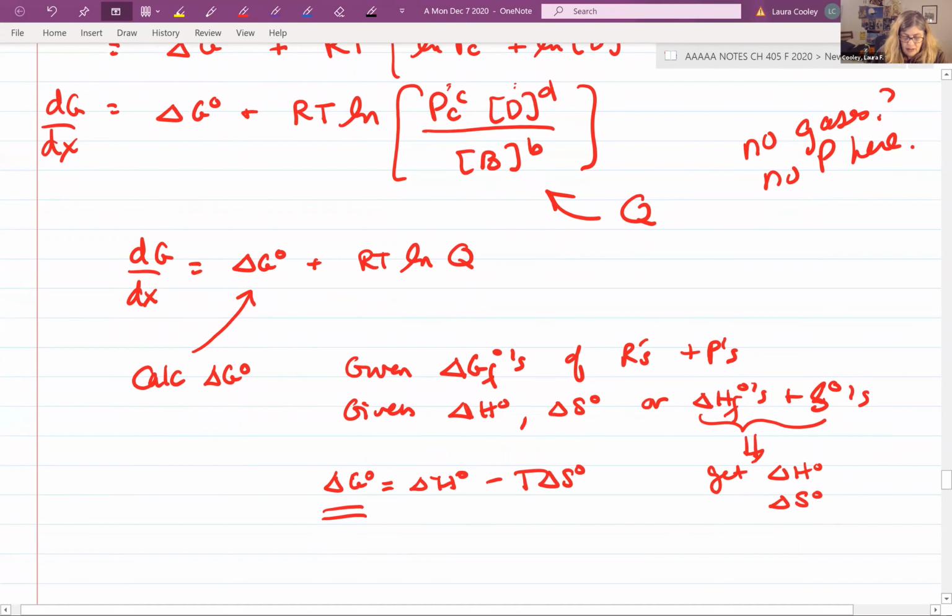Okay. You would have to be given the concentrations or the pressures of all the players in the reaction, reactants and products. I'm going to do an example with you shortly, so you'll see what I mean. Except the damn thing crashed again.